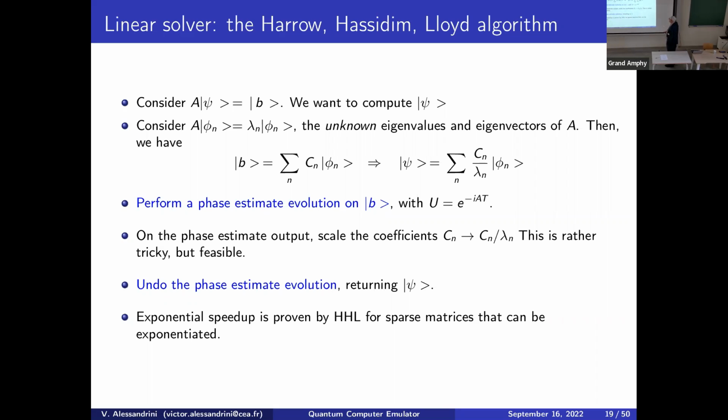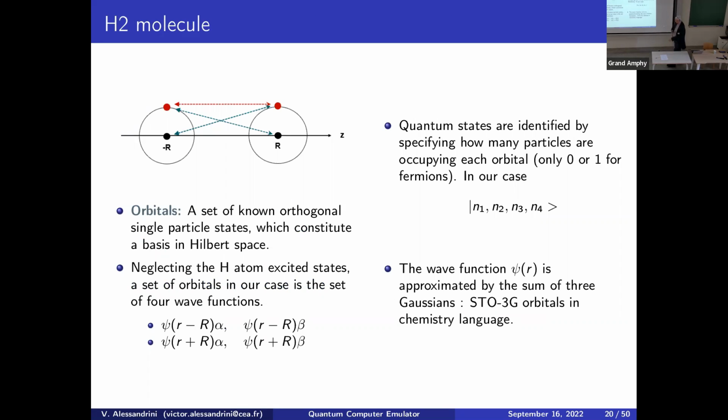Okay, now let me talk a little bit about the H2 molecule. I'm going to be very fast here because of time. I will just remind you very quickly of the steps of quantum chemistry. The first point is to have a set of orbitals, namely the basis of one-particle states. In our case, what we are going to do is take the hydrogen atoms, put them at -r and +r, and neglect all the excited states, and that's all.